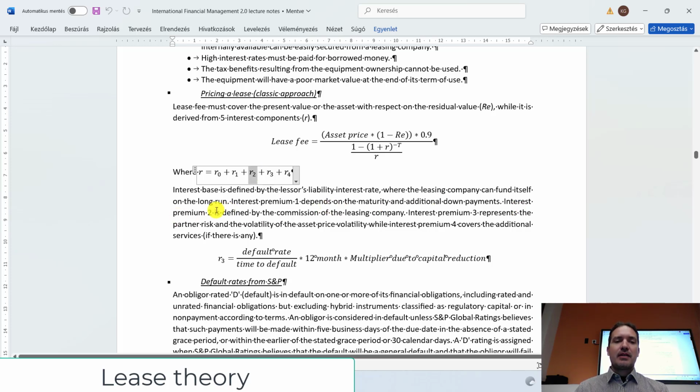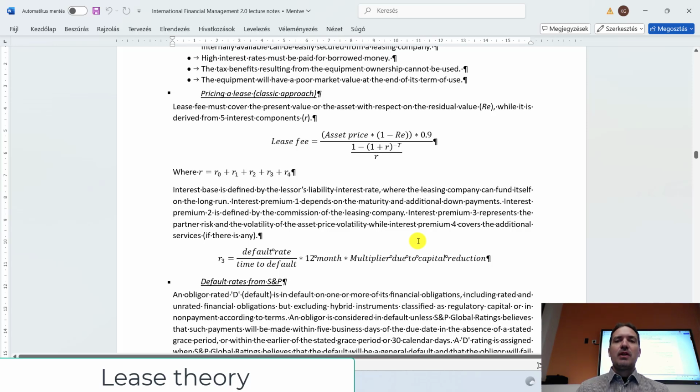Then the next thing, interest premium 2, is defined by the commission of the leasing company. So it's still a problem. And interest premium 3 represents the partner risk and volatility of asset price. So at least partner risk can be modeled with the default rate, time to default, and this data. So this is transparent for us. And additional services, if there are any, then we can add them.